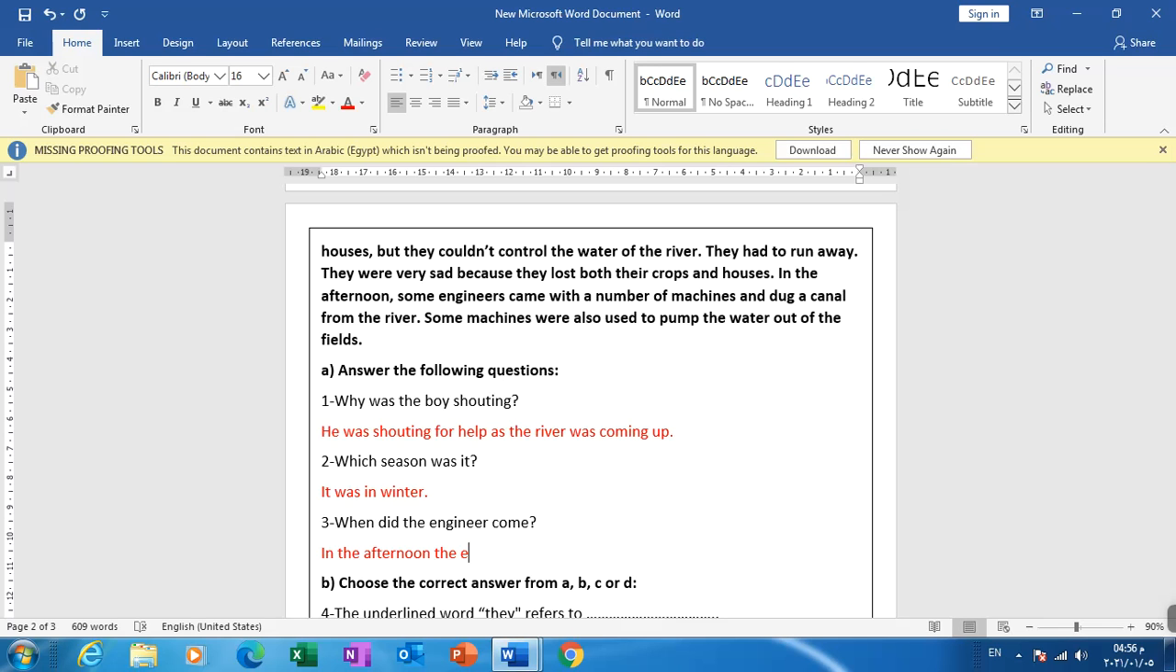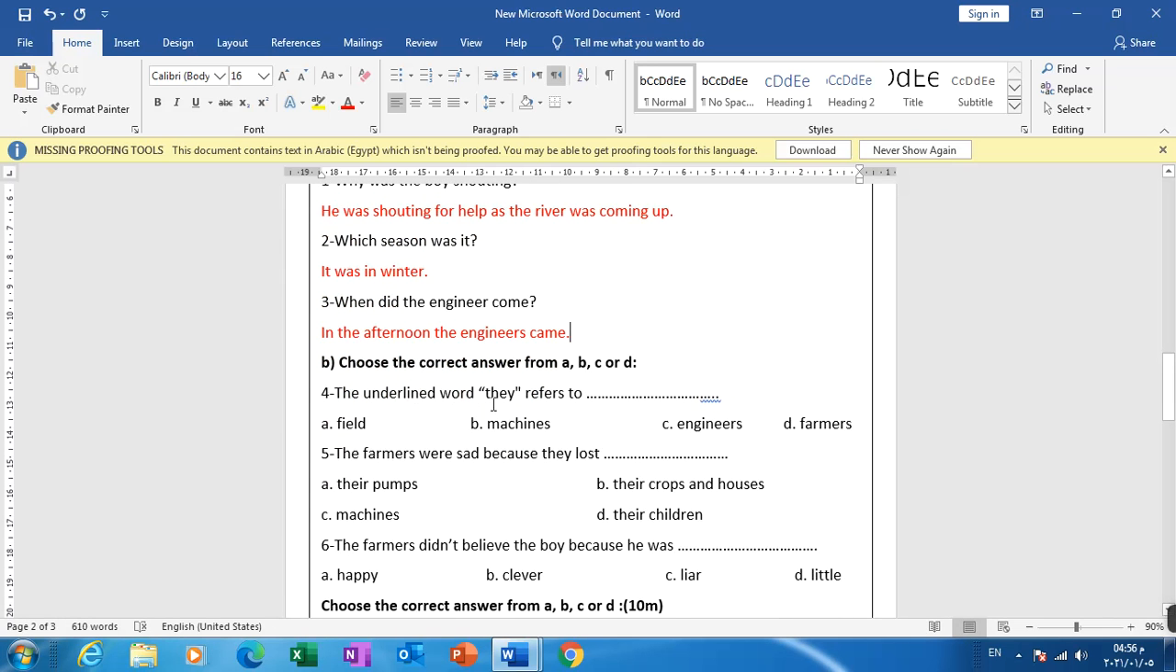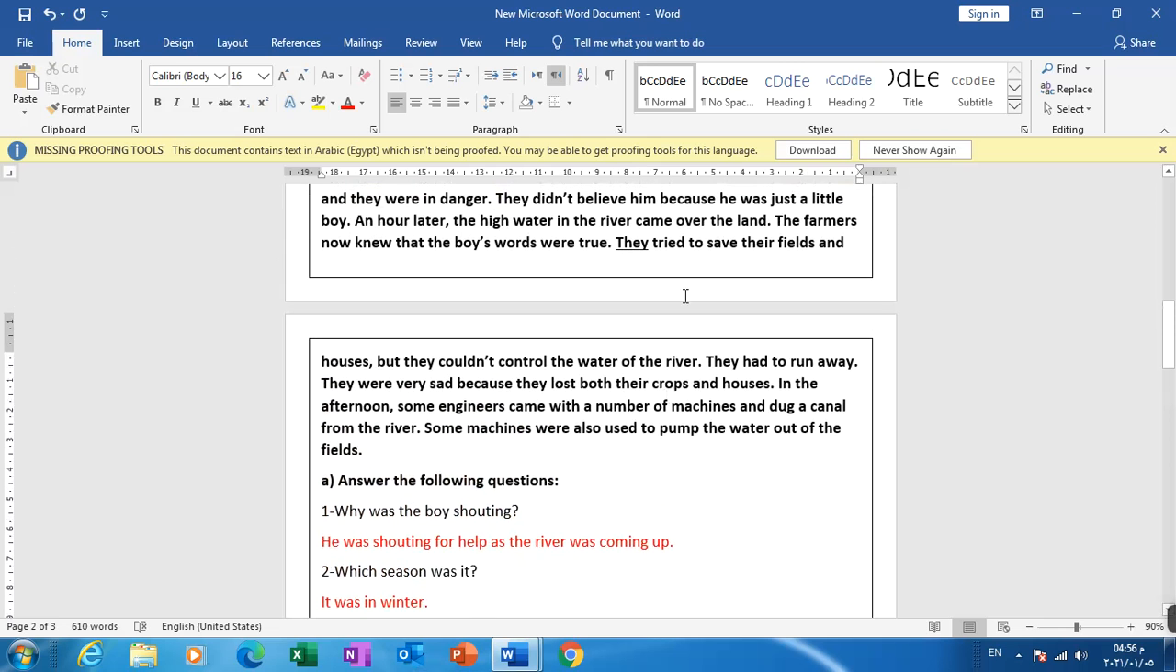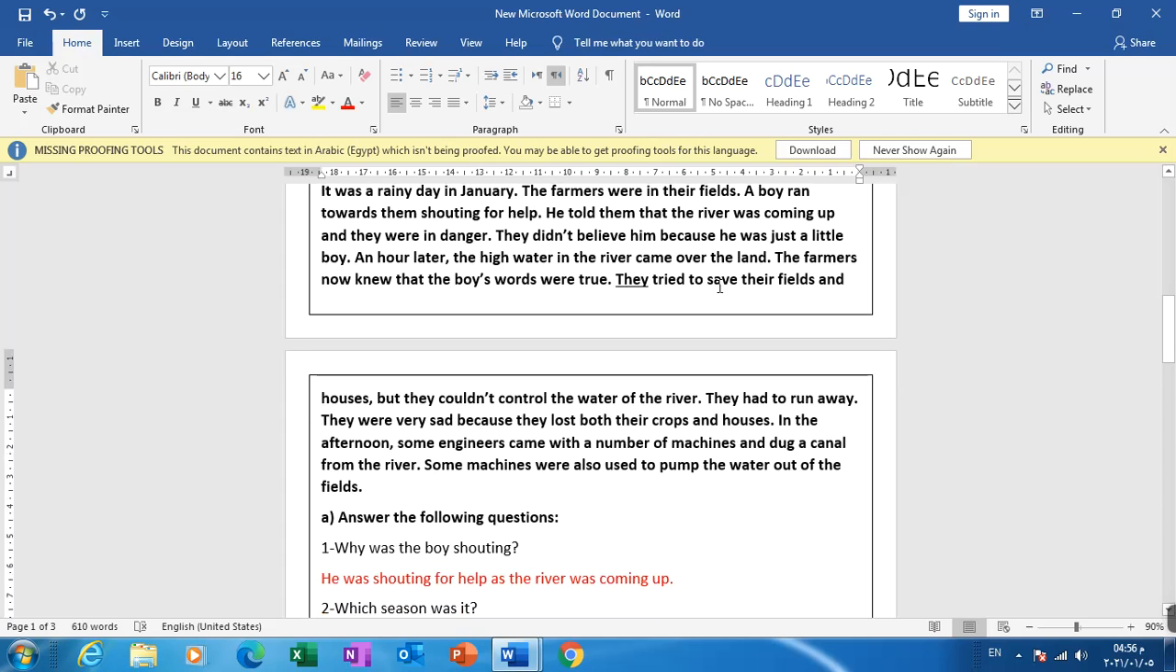The engineers came. Choose the correct answer. The underlined word "they" refers to... The underlined word is the word that has a line under it. "They": I should go back to the passage and find where "they" is. Okay, here the word "they" refers to what? I will read the sentence before "they" and after "they".